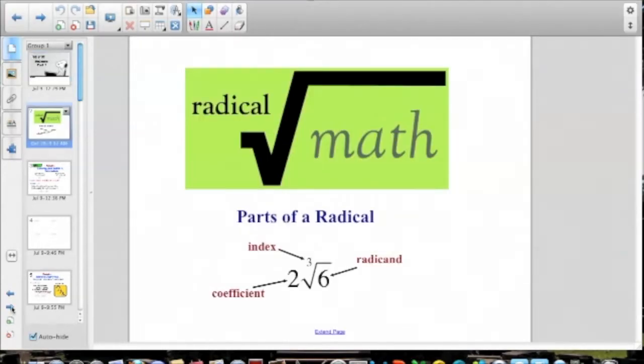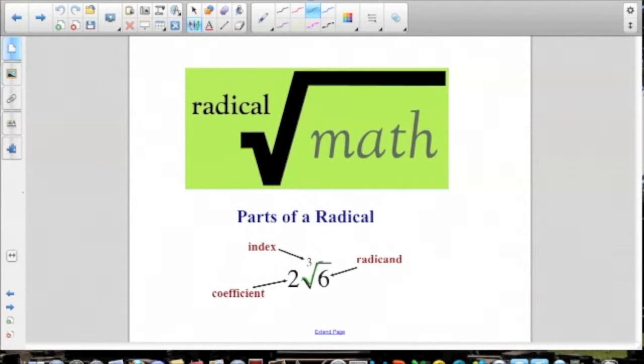All right, just to touch on, we need to review the parts of a radical. A radical is this sign that you see in math. Now there are components to it that we need to know. What's under the radical is, for example, 6. That's called the radicand. You'll see that referred to in the textbook. Then there is a number out in front, for example, the 2 here. We call that the coefficient.